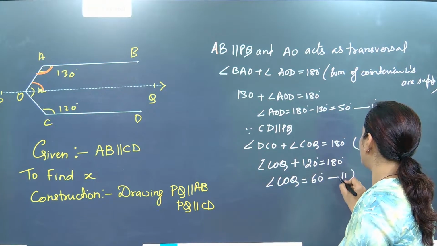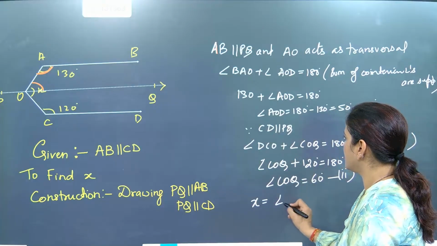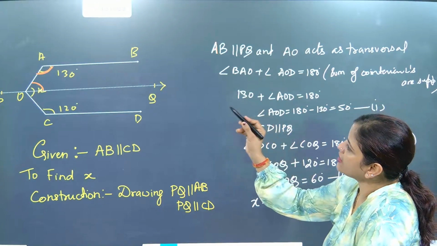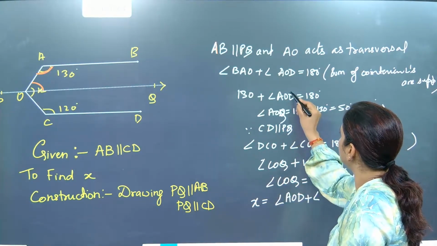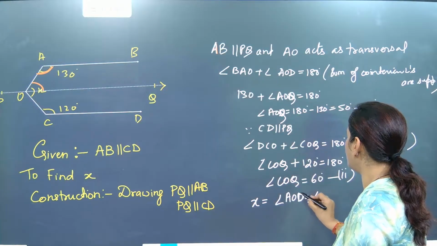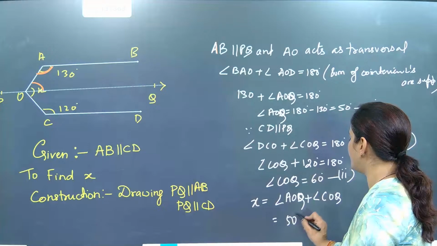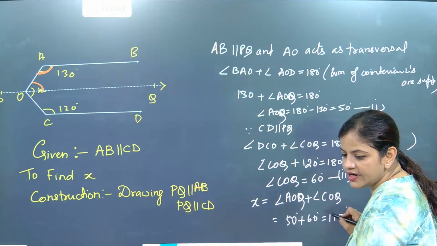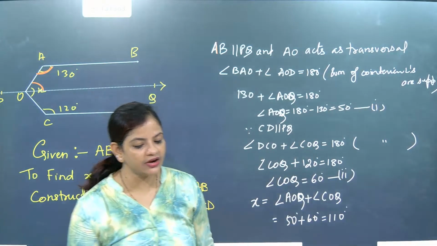This is equation 2. Now you know that x is nothing but angle AOQ plus angle COQ. What is AOQ? 50. What is COQ? 60. The total angle is coming as 110 degree. Well, then answer is absolutely correct. It is coming as 110 degree.